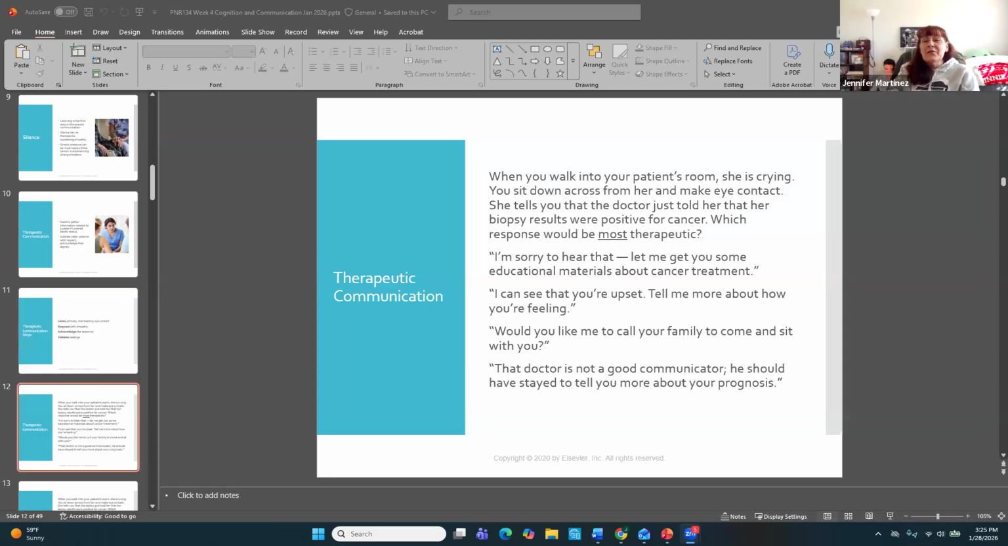So, some of the ways that we can say things, okay? So, when you walk into your patient's room, she's crying. You sit down across from her, you make eye contact. She tells you the doctor just told her that her biopsy results were positive for cancer. So, which of these responses would be the most therapeutic?